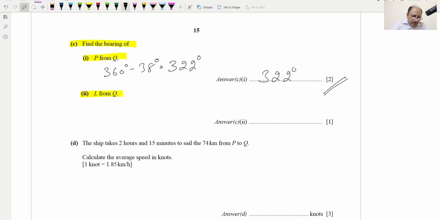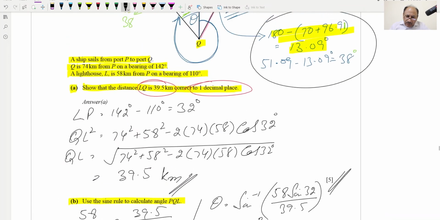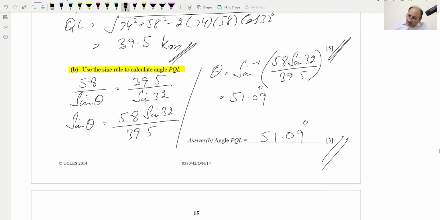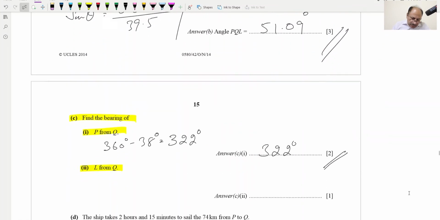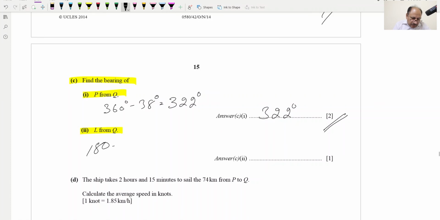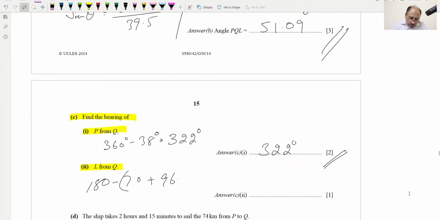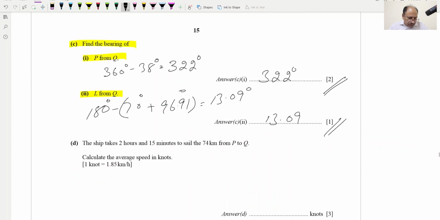And basically, if you want, you can copy the same information. This one, 180 minus 70. You can provide here 180 minus 70 plus 96.91. So 96.91, and these are all degrees, and this is equal to 13.09 degrees. This will be a 1 mark question, which we are done.